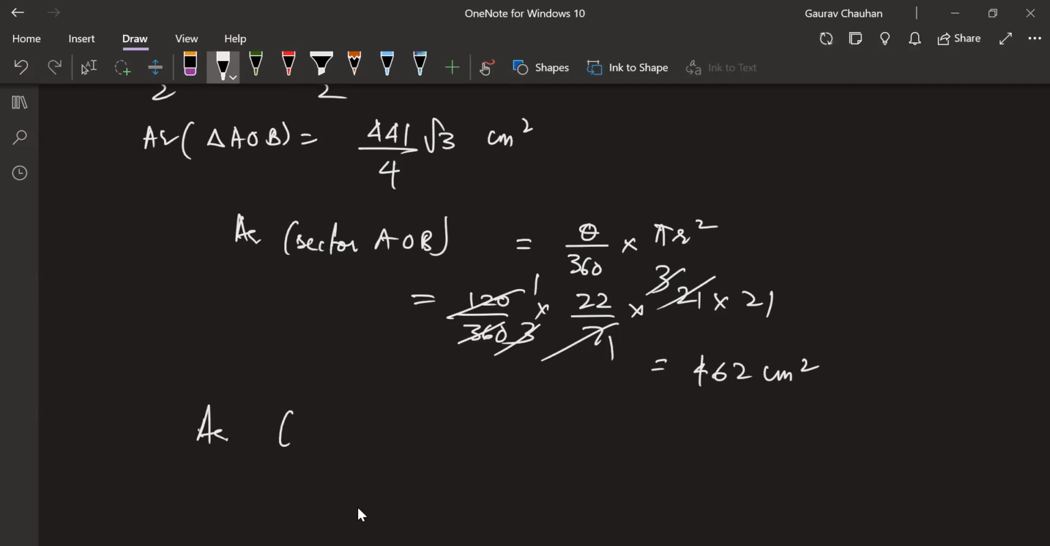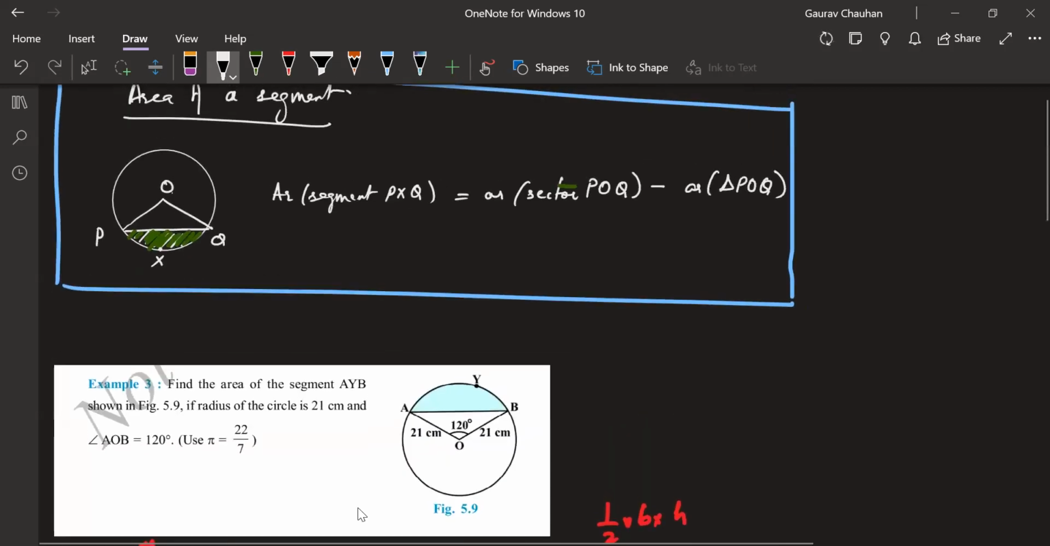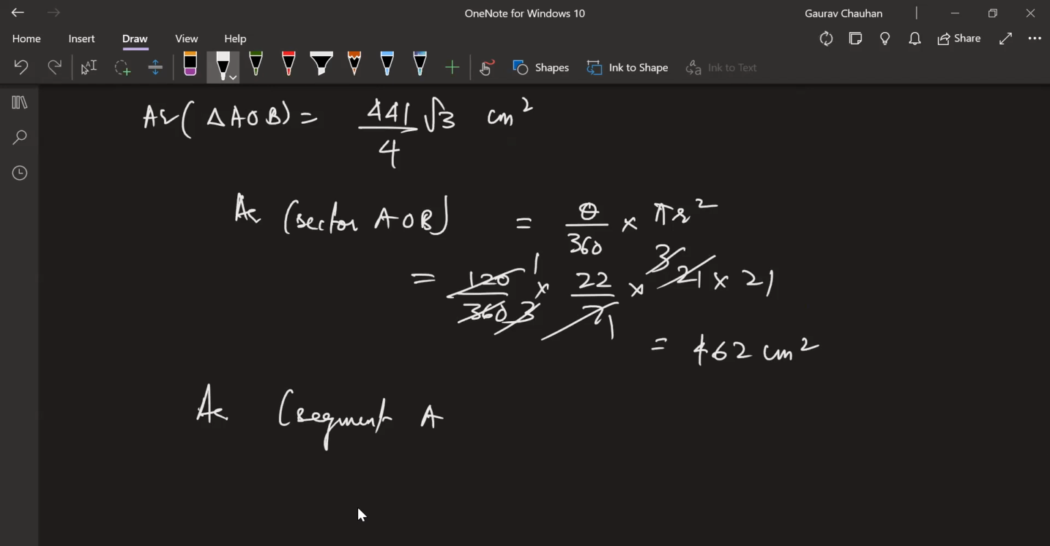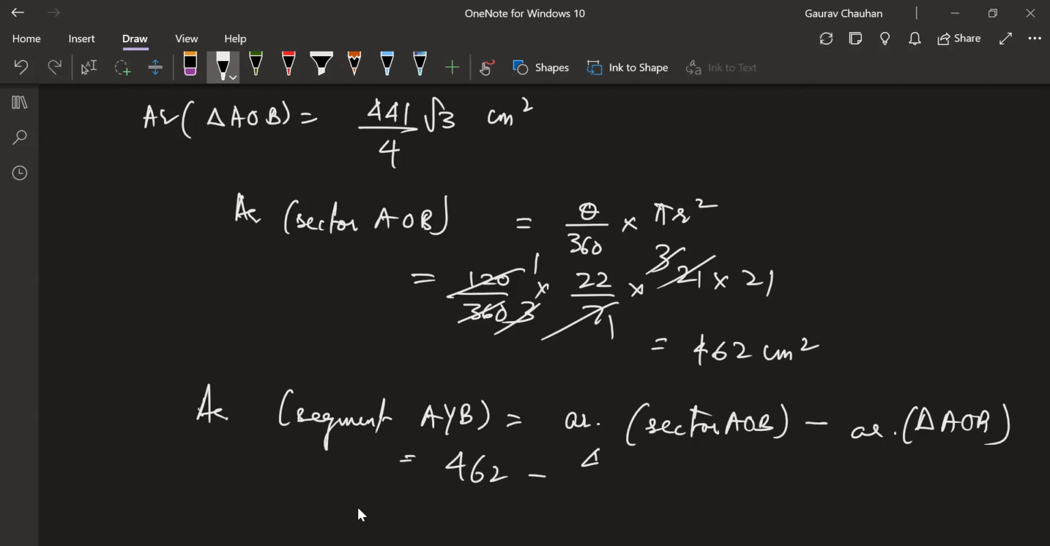So my area of segment AYB, they have called it AYB, is equal to, now write this, sector AOB minus area of triangle AOB. So you have 462 minus 441 by 4 root 3. You have root 3. You have two ways of doing it. You can either calculate this fully and just subtract the decimal, or you can take 21 common out and do how the book tells you. Either way you do it, it's remaining as calculation.